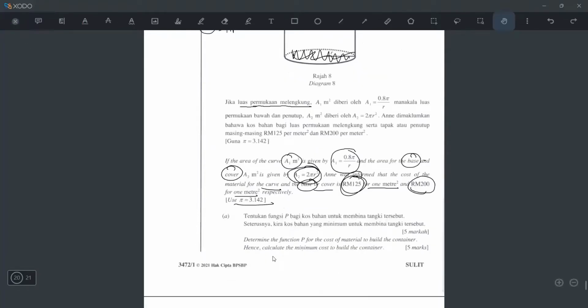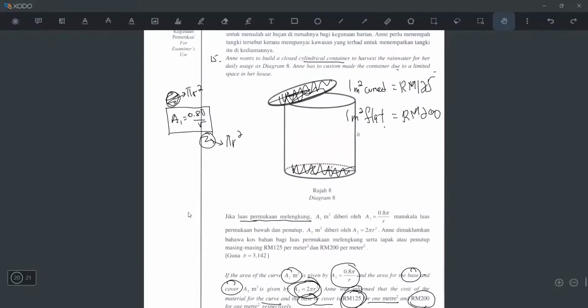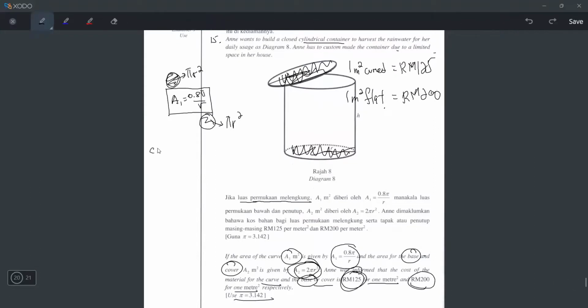What else? Determine the function P for the cost of building the container, hence, wow. So they want you to do two things. First is write the equation for P, and next is the minimum cost, but that one later. Write the function P for the cost to build the container. So A, they want you to write P for the cost.